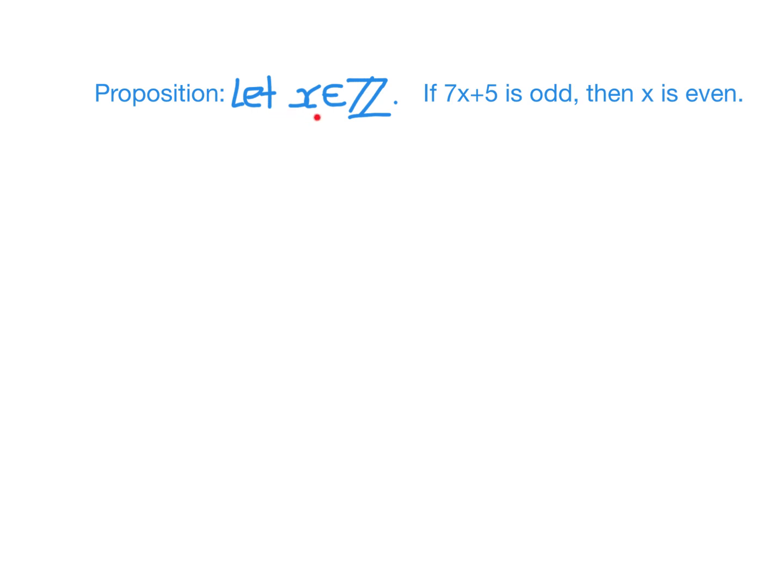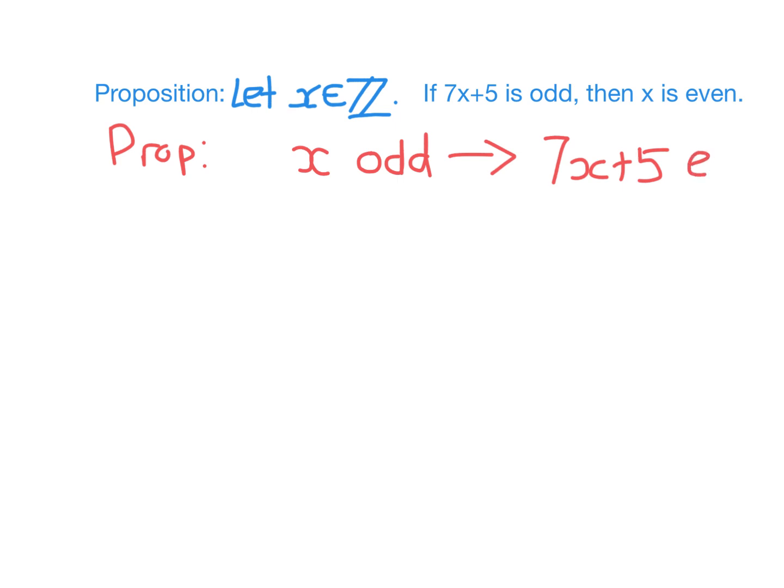So here we're told that x is an integer. If 7x plus 5 is odd, then x is even. If we're proving the contrapositive, what we want to do is update our proposition. And that will be: if x is not even, so that means x is odd, because remember x is an integer here, then 7x plus 5 is not odd. 7x plus 5 is even. This in red is the contrapositive of our original proposition.